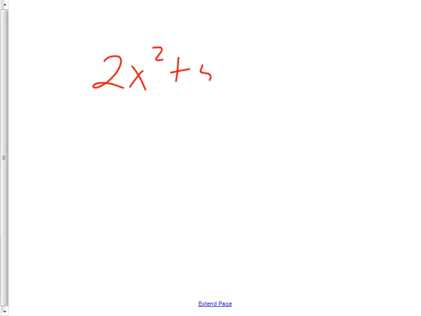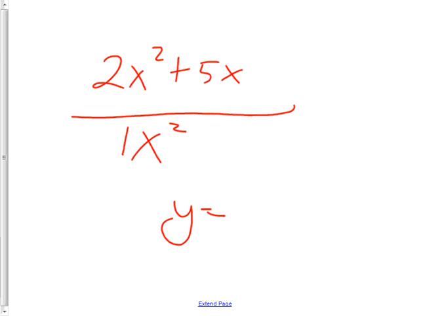2x squared plus 5x over x squared. Bigger on bottom, bigger on top, same on both. Same on both. So if it's same on both, it's a ratio of the lead coefficients. The lead coefficient here is a 1. These are always y equals things. They're the horizontal asymptotes. So what do you think the answer is? Because it's 2 over 1. That's the lead coefficient. That's the lead coefficient. So it's 2 over 1.